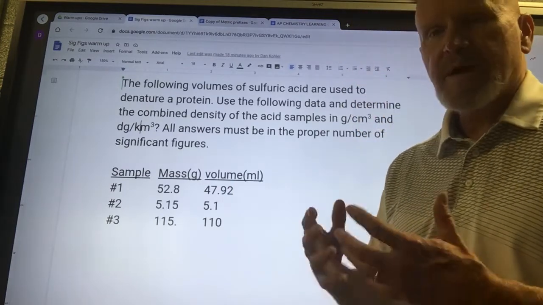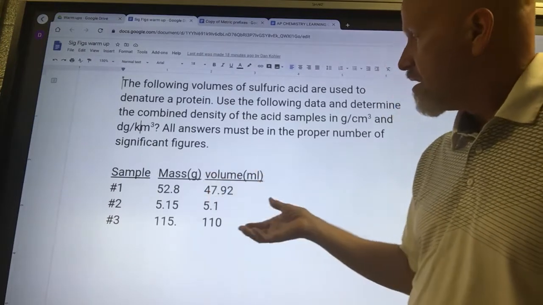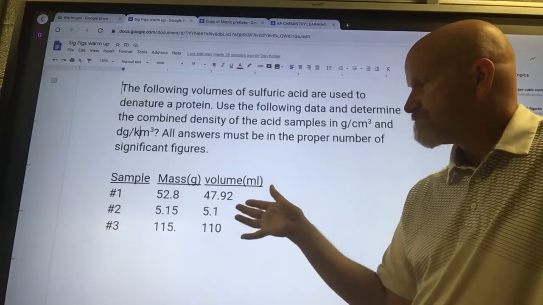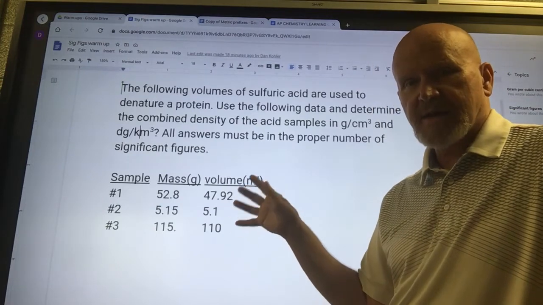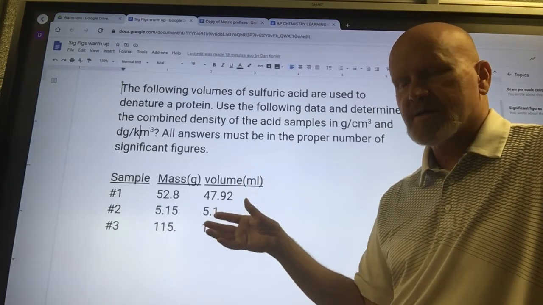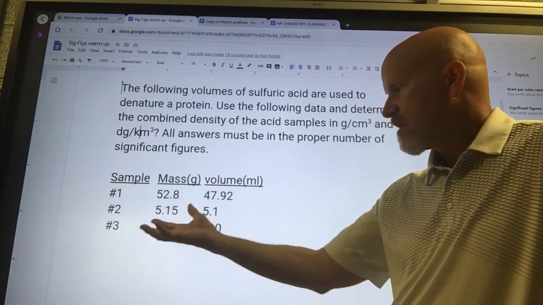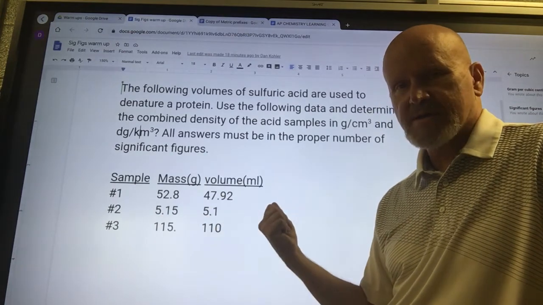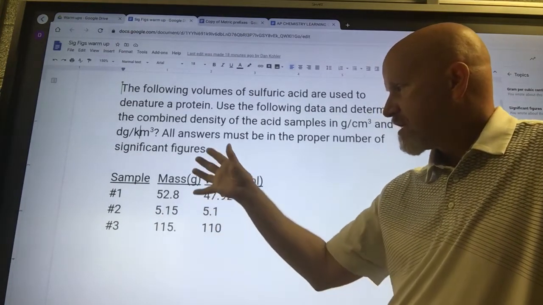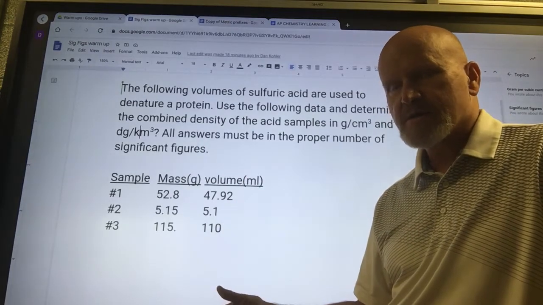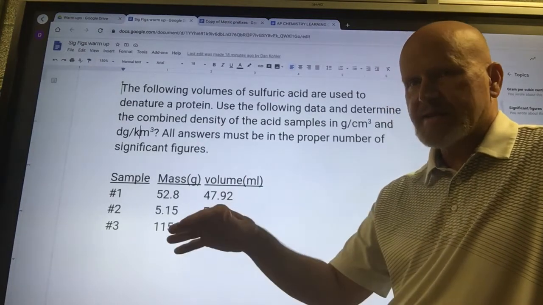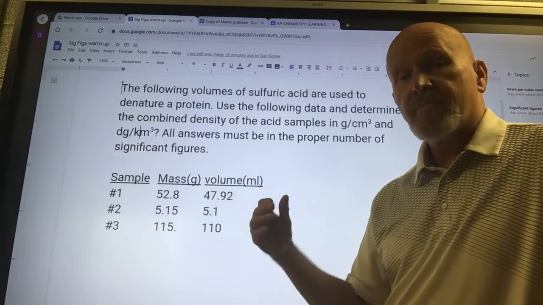All right, so how do we deal with this? A group of students had 3 samples of sulfuric acid, and they had to figure out the average density of the entire amount of sulfuric acid they have. So they're going to have to take the total mass and the total volume, but it was in 3 different containers, and so each one of them got the mass and the volume with the measuring devices they had available.